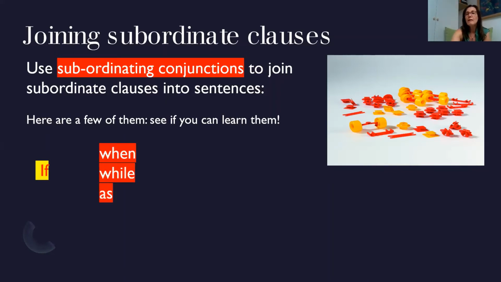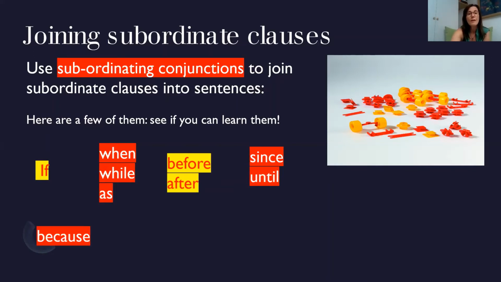When, while, and as. I've included these together because they're all sort of about when, aren't they? When I was doing something, while I was doing something, as I was doing something. They're all to do with time. Before and after, I've put those together because they're also time and they're opposites. Since and until, also subordinating conjunctions of time.